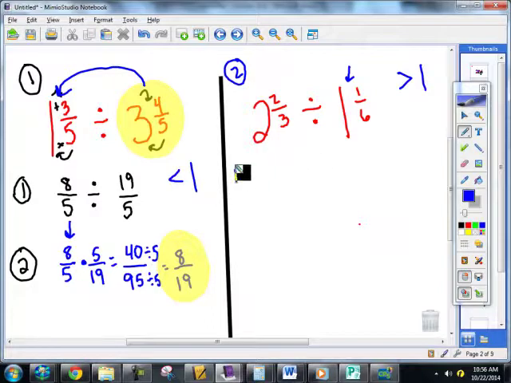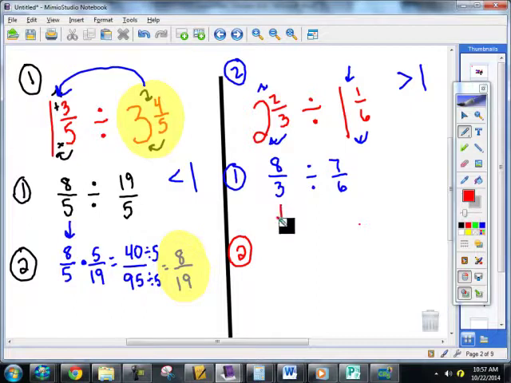So now we're going to do our steps. Step number 1, convert it to an improper fraction. So that's going to be 8/3 divided by, same thing here, 7/6. That's the first step. Now we're going to go to step 2. Do the algorithm. Dividend stays the same. Divide becomes multiply. And the reciprocal of that is 6/7. Now we end up getting 48 over 21.